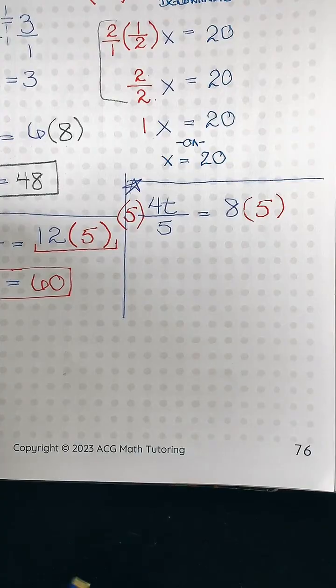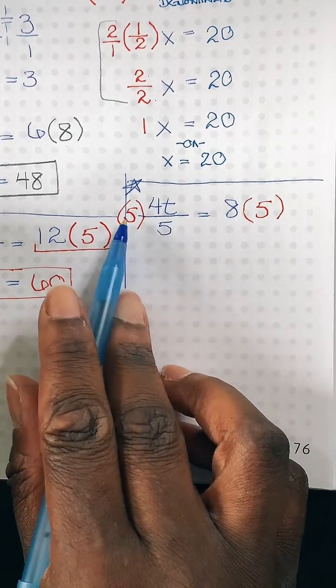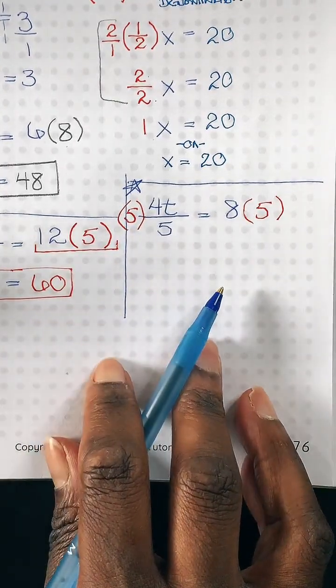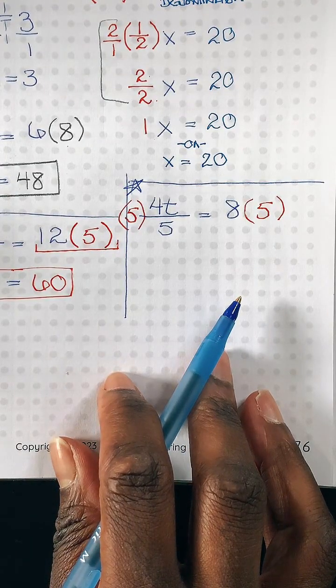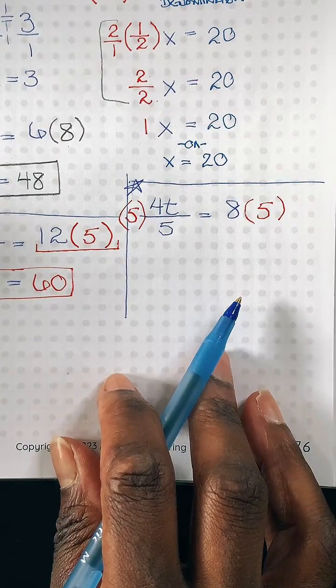Okay. What's happening to these 5s on the left-hand side? Think about what we did earlier.